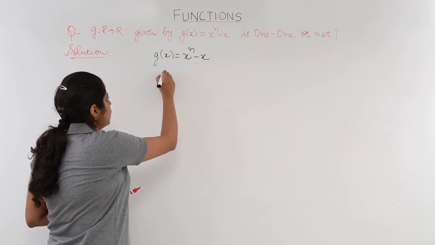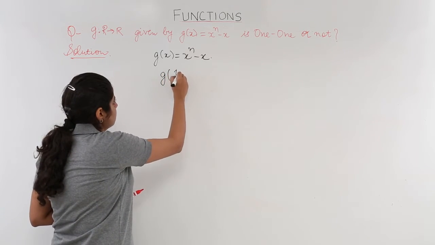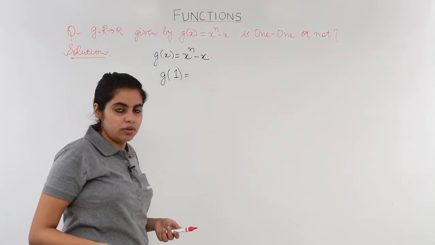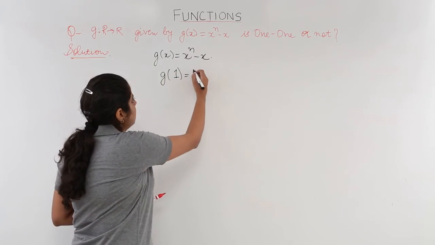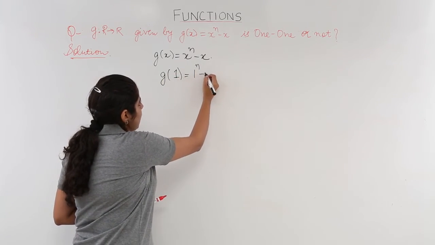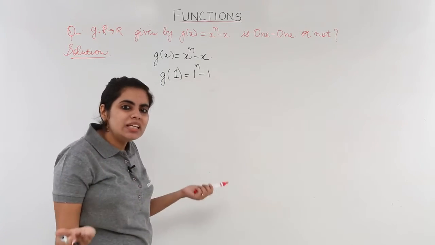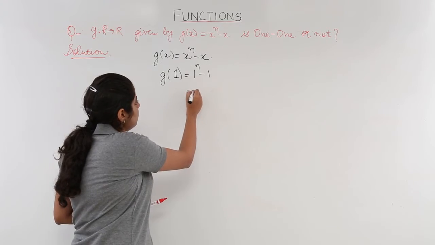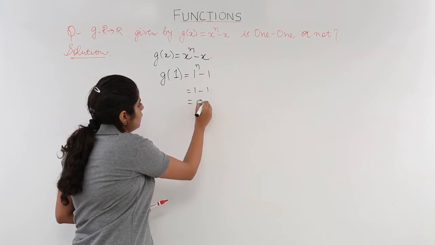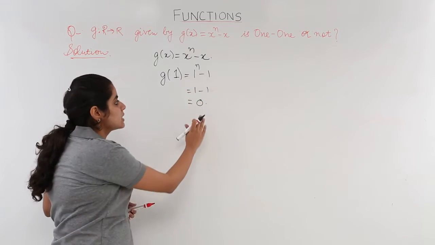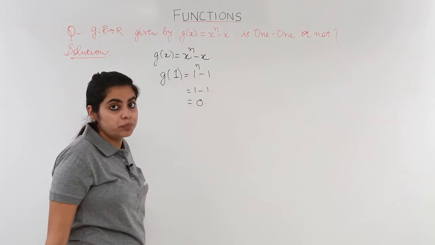If I want to find g(1), what is g(1)? g(1) is nothing but 1 raised to the power n minus 1, where x is equal to 1. Now 1 raised to any power would give me 1 only, and 1 minus 1 would give me 0. That is, g(1) is equal to 0.